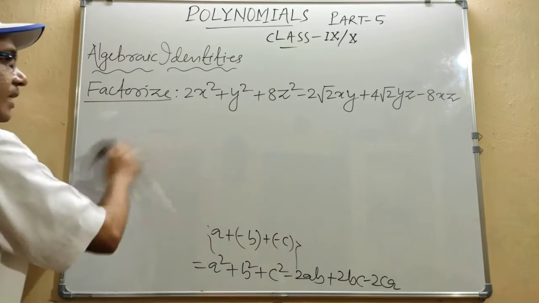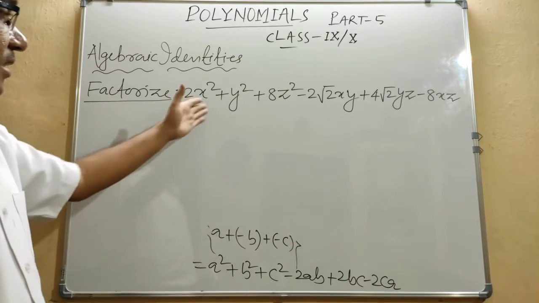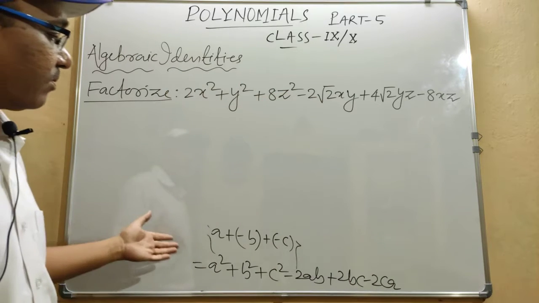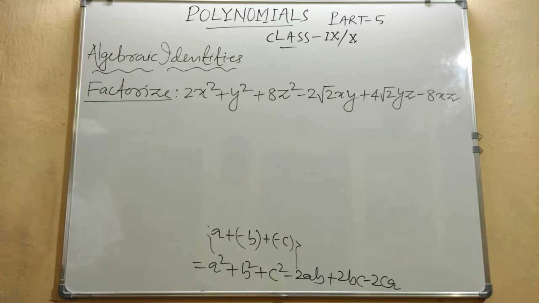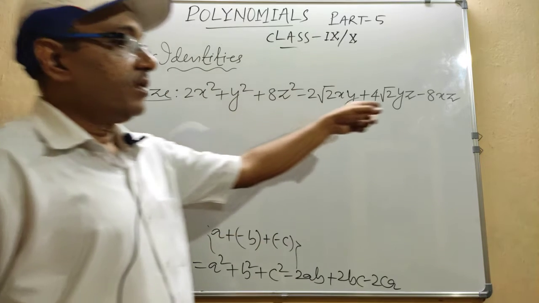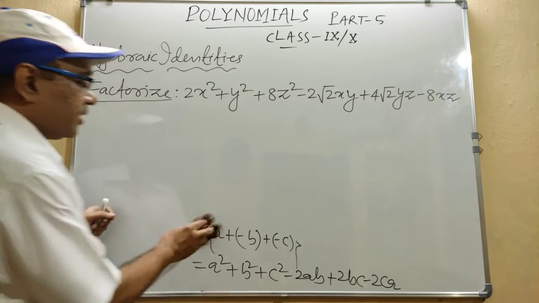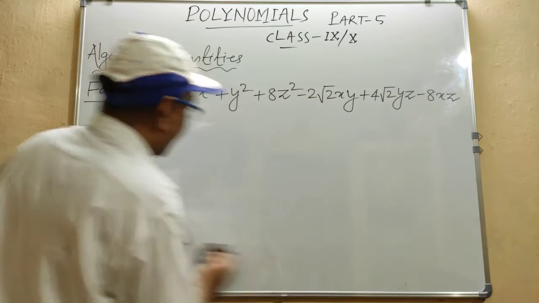So let us see the expansion given. x square is there, y square is there, z square is there, so obviously it will come in this form: a square plus b square plus c square plus 2ab plus 2bc plus 2ca. In that form it will come, and then finally we can write it as (a plus b plus c) whole square. See how.